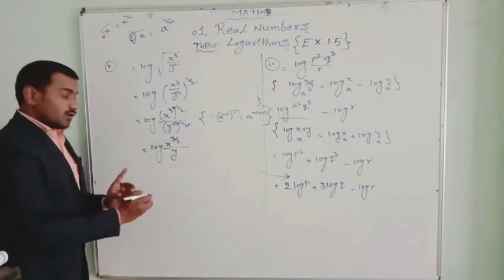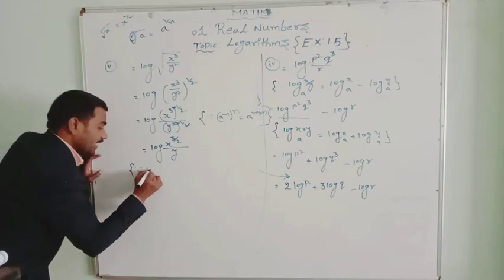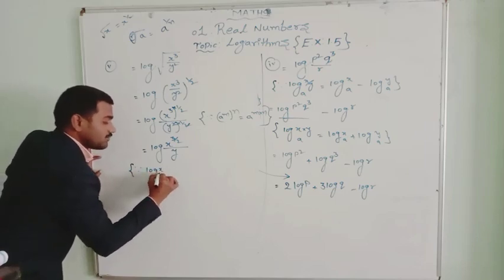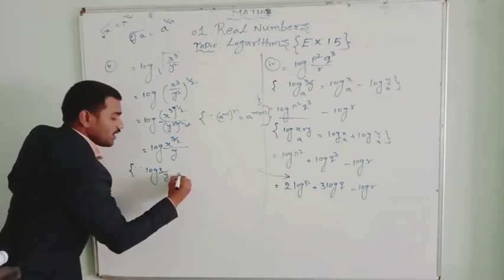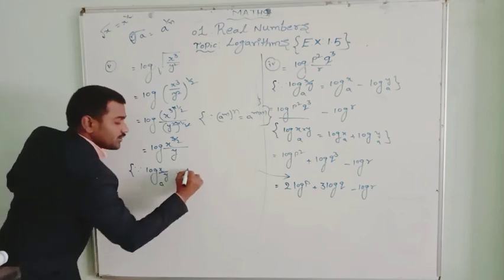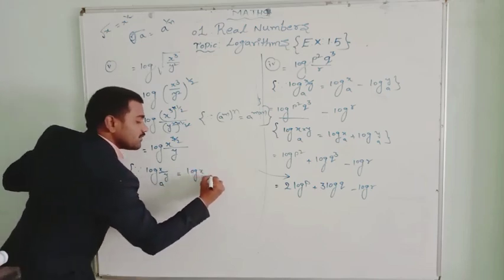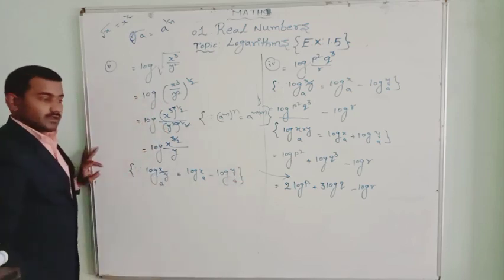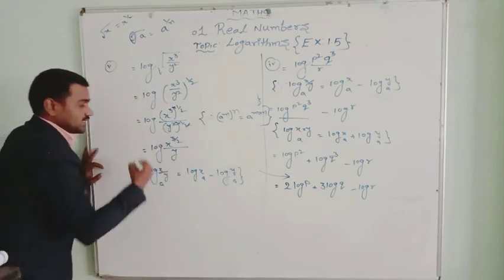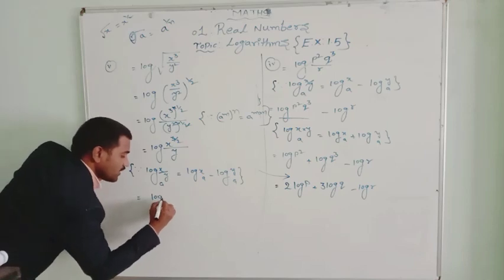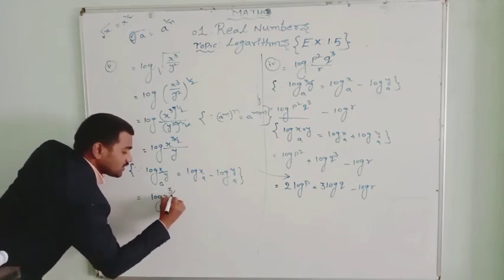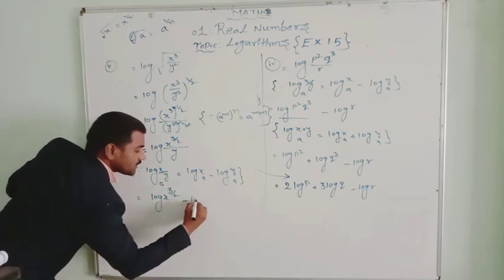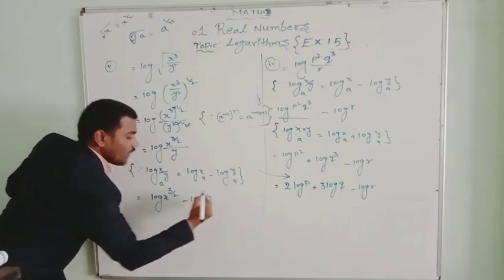Log x by y equal to, yes, we know the quotient formula: log x by y base a equal to log x base a minus log y base a. Okay, let us write this now: log x to the power of 3 by 2 minus log y.